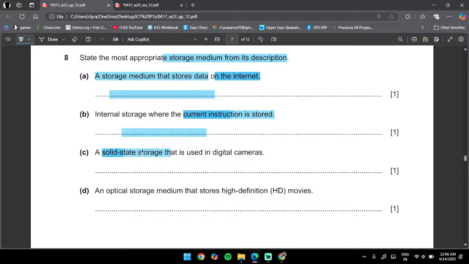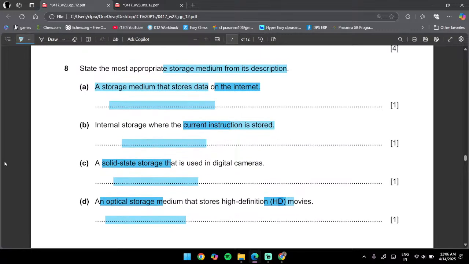A solid state storage that is used in digital cameras. I think SD cards would be correct. An optical storage medium that stores HD movies. Easy, that should be Blu-ray. Yeah, Blu-ray.